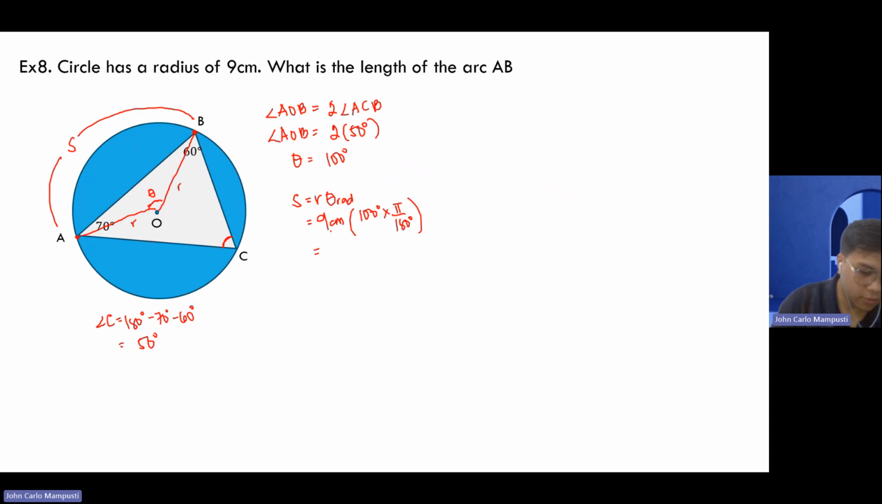Input natin sa calculator. Therefore, check on, therefore, this is equal to 5 pi centimeter. Not centimeter squared kasi nga length of the arc lang to. So, centimeter. Yun yung answer natin.